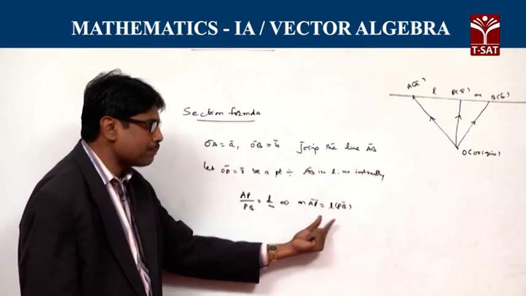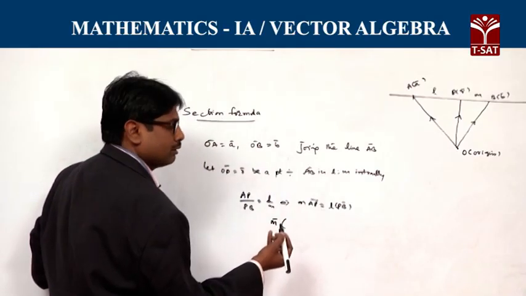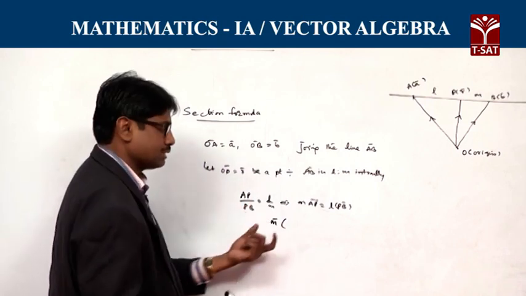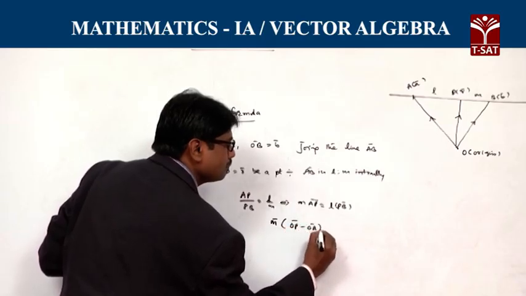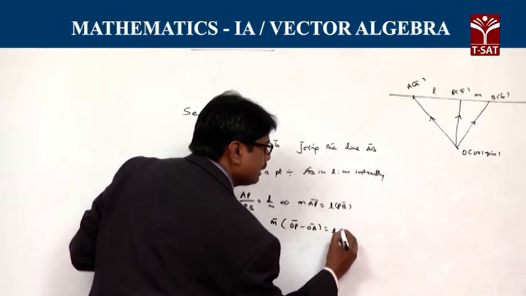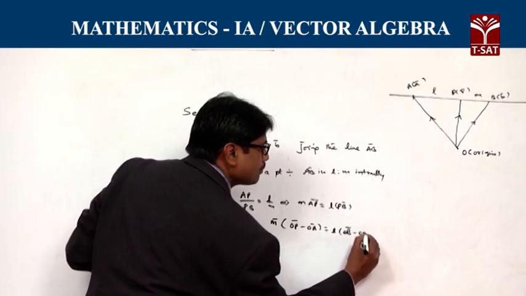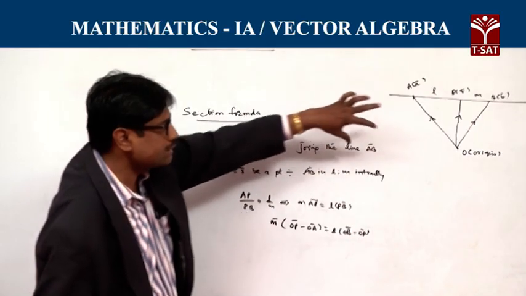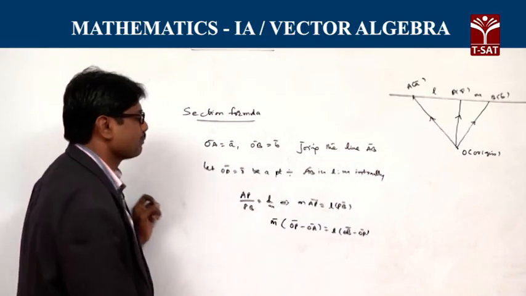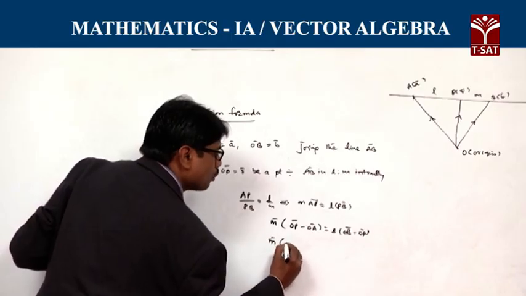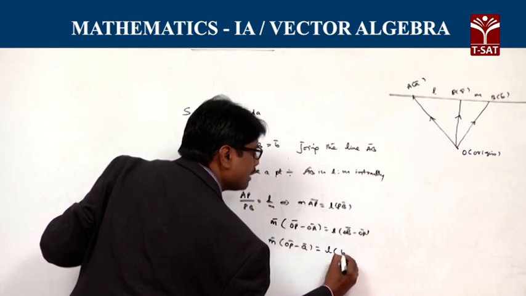Now we express AP bar and PB bar as position vectors. According to the last class, the position vector AP bar can be written as OP bar minus OA bar, and PB bar can be written as OB bar minus OP bar. Our aim is to express OP bar in terms of L, M and A bar, B bar. So M times (OP bar minus A bar) is equal to L times (B bar minus OP bar).